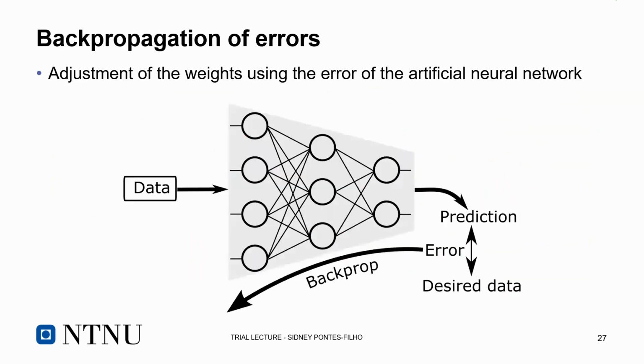Okay, and what is backpropagation of errors? We have adjustment of the weights of each connection of the neurons using the error in the prediction of the artificial neural network. We give this artificial neural network data, and we want an output that we desire. It gives a prediction, we compare them, we calculate an error, and that error is sent back through the neural network to adjust the weights of each connection. And this is how artificial neural networks are normally trained, and only in the deep learning field.